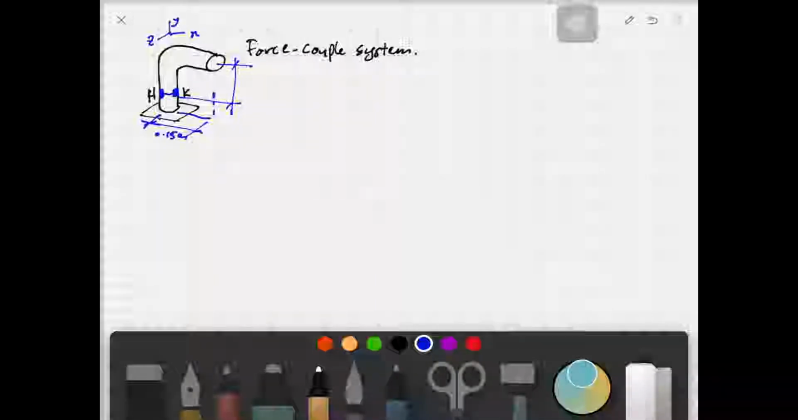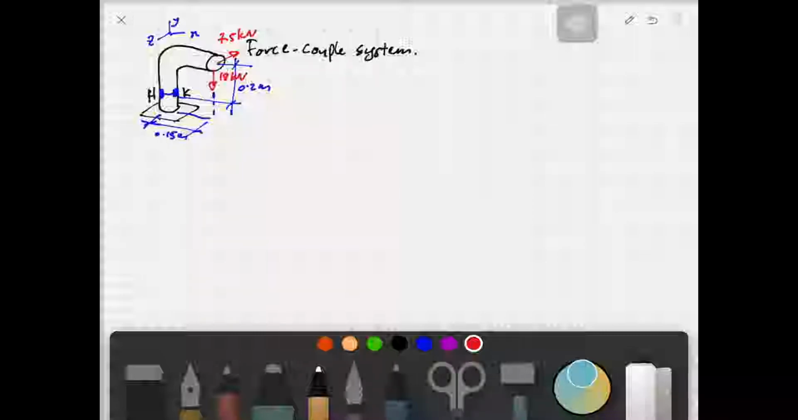is 0.2 meter, and we have two point loads. The point loads are going to create a force couple because of the force and the distance. Here we have 7.5 kilonewton, that is one, and another one is pointing downward, with a magnitude of 18 kilonewton. So this is the system that we have for combined loadings.